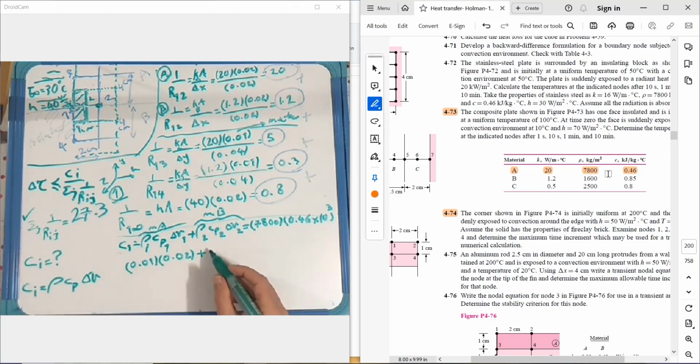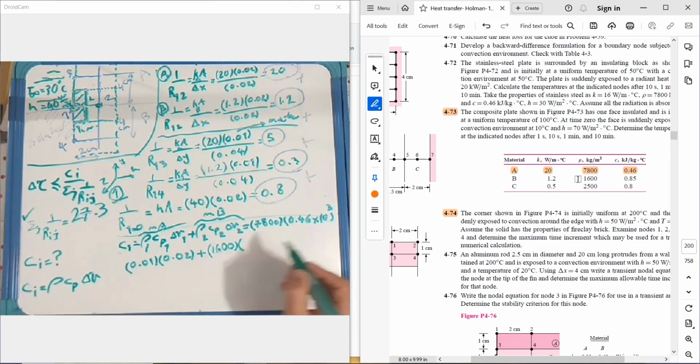But what should I write for material B? Again, the density for material B, you can see it, is 1600. Multiply by 0.85, and of course multiply by 1000. And the volume of the element is exactly like section 1, am I right? 1 centimeter multiplied by 2 centimeters. This is 2.